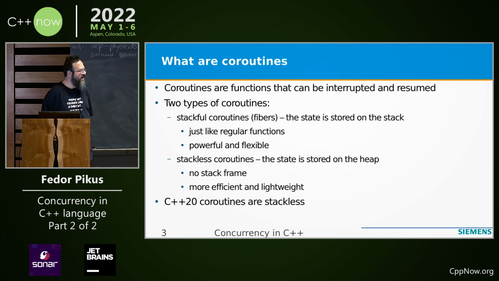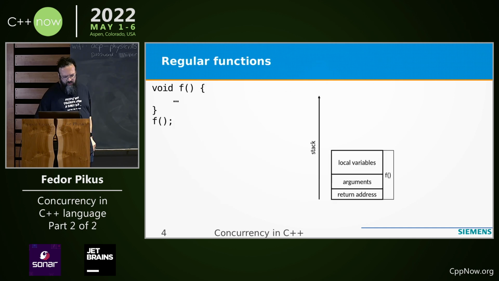Stackful, that's where they're like normal functions. They have their own stack. Sometimes they're called fibers. Powerful, flexible, pain to implement. Stackless, they don't have their own stack. I'll show you what they have. That's what we got. Stackless coroutines are what we got.